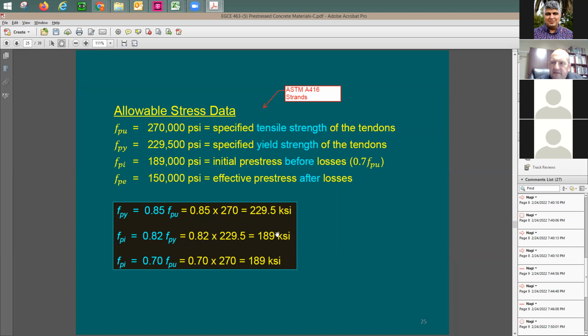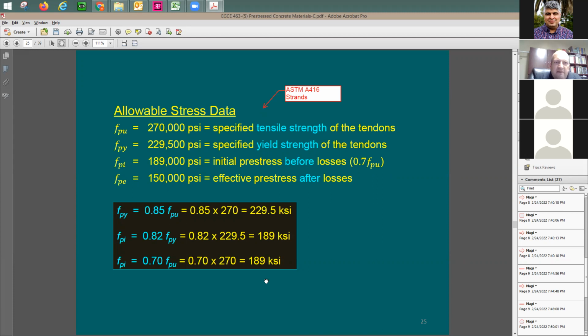To the instantaneous or the initial pre-stress. And then you take 70% of FPU of the 270, which is going to be the 189, which is also FPI. And if you run the numbers, take 0.82 times 0.85, it is going to be equal to 0.7. Now I understand where the 0.7 is coming from.